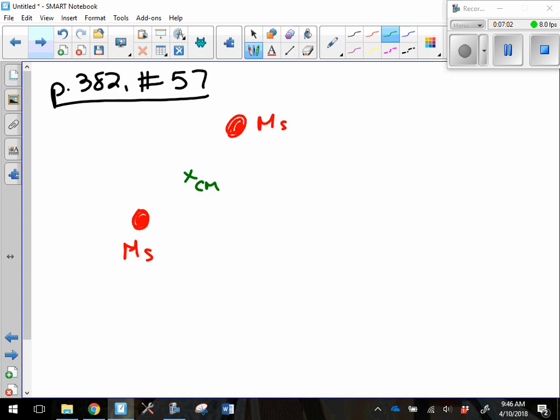Okay, so we know that the separation between these two is the Sun-Earth distance, which means that the radius of the circles these are making is the Sun-Earth distance over 2, right?